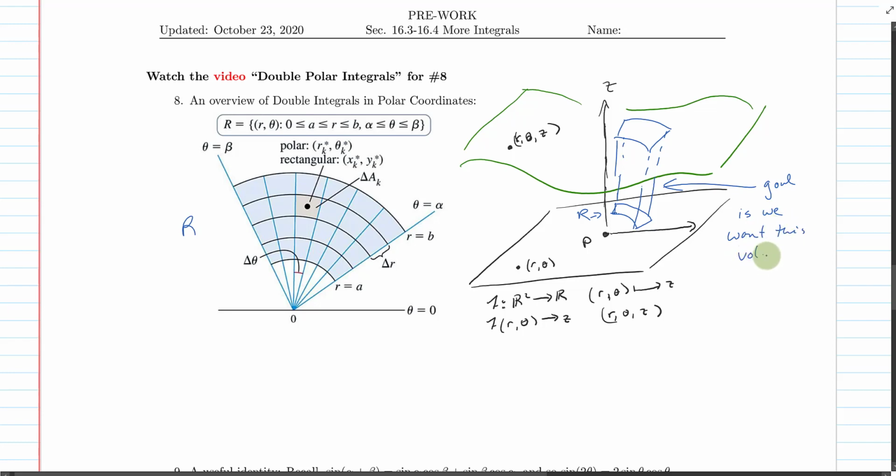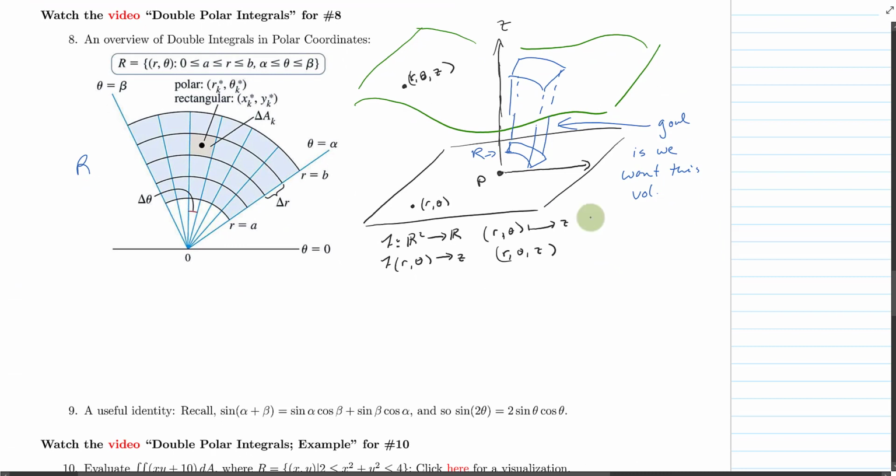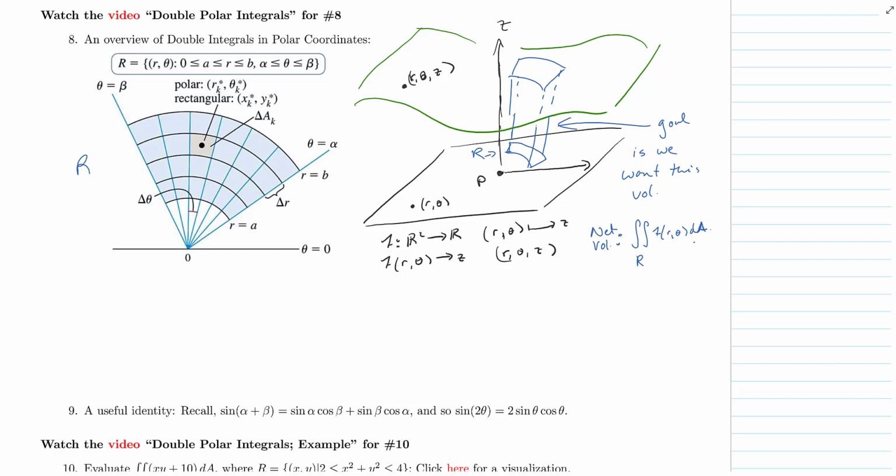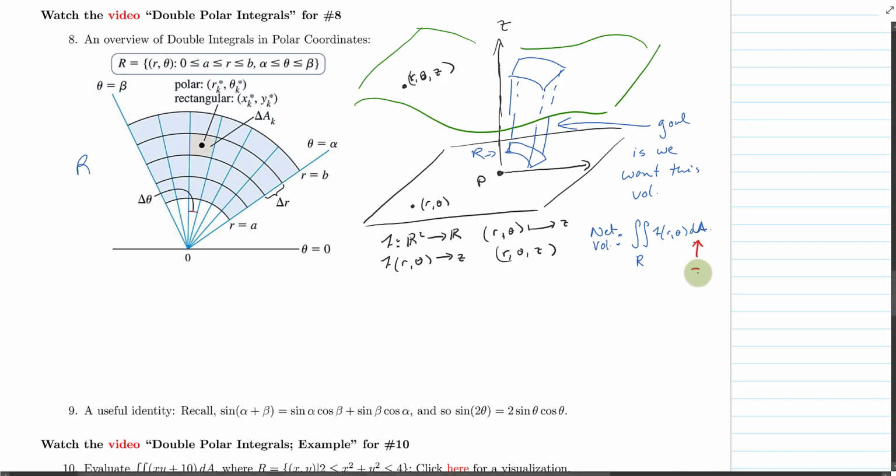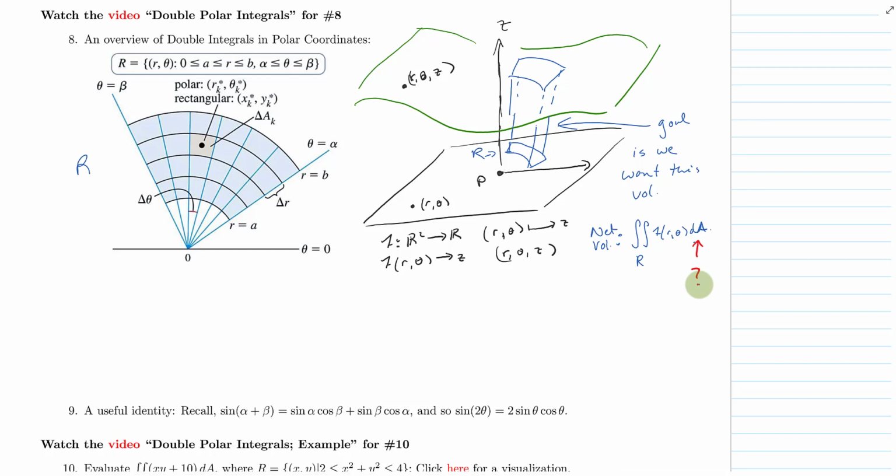Okay. So we're ready to give a name to it. I'll go ahead and give a name to it now. We're going to say that the net volume, remember, net volume allows for the surface to dip below the, in this case, the polar plane. So the net volume we're going to denote this way: it's going to be the double integral over R of f of r theta dA, just like it was before. But what's different here, and you should be curious about, is what do we mean by this change in area? What does that mean in the polar coordinate system, not the rectangular coordinate system? Okay. So that's where we're going here.